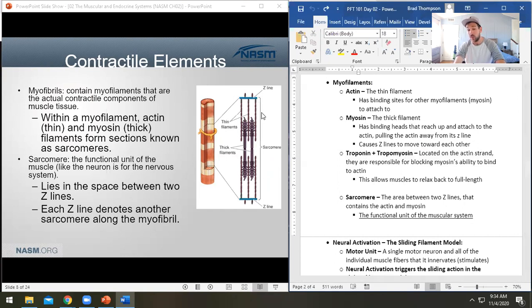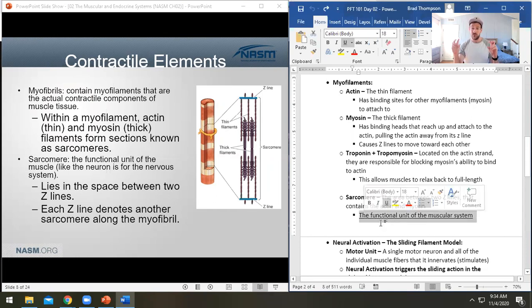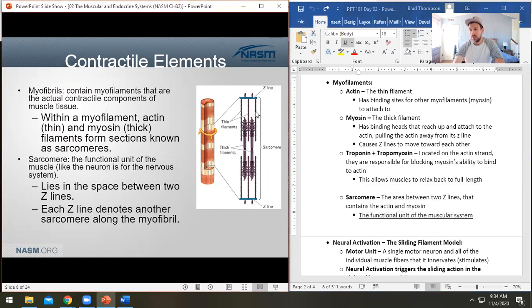Now, the whole area where this is happening, from this little blue line to this little blue line, we're going to refer to that as the sarcomere. That's the area between two Z lines. The sarcomere, and this is a key term that you'll often hear in your textbook, is the functional unit of your muscular system. What that means is your muscular system's able to act the way it acts because of all of these individual little sarcomeres. So you have to have these sarcomeres in order for that to happen.